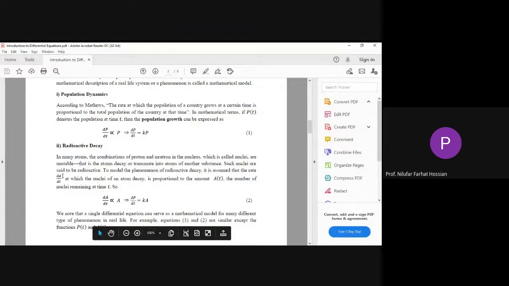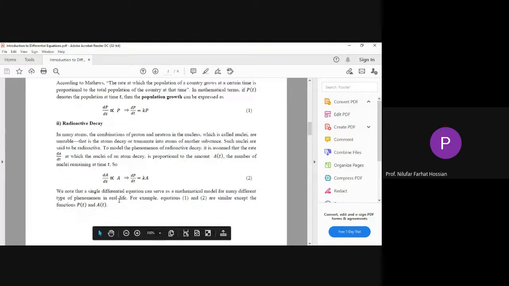And according to the theory, the rate of change of this number is proportional to the actual number of the nuclei. So again, you are getting another equation from this relation. That is a typing mistake. It should be dA by dt equal to k into A.